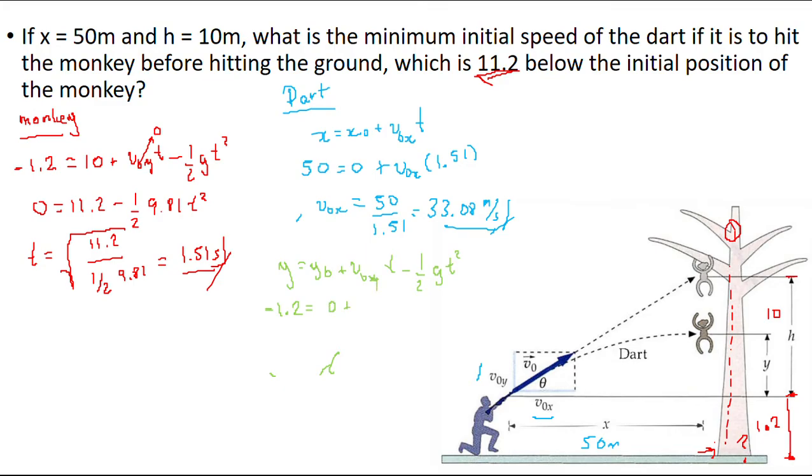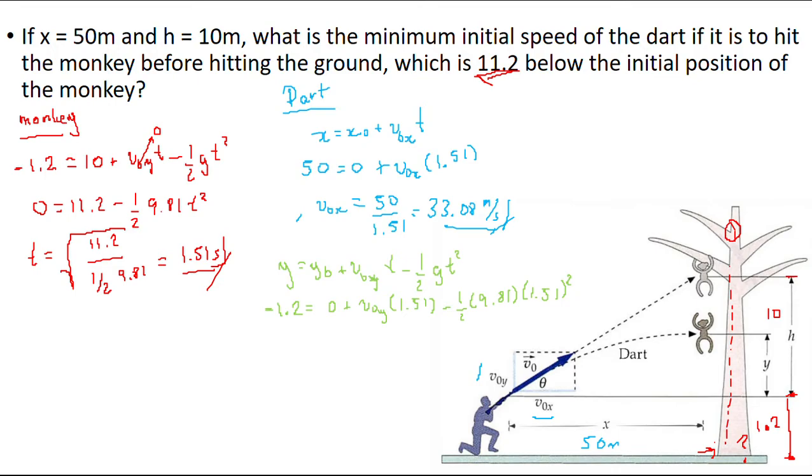Plus the initial velocity in y, which we don't know. We know the time, yes we do. That is 1.51, minus a half of 9.81 times 1.51 squared. Let me just erase those scratches. From there, we just need to solve for v0y.